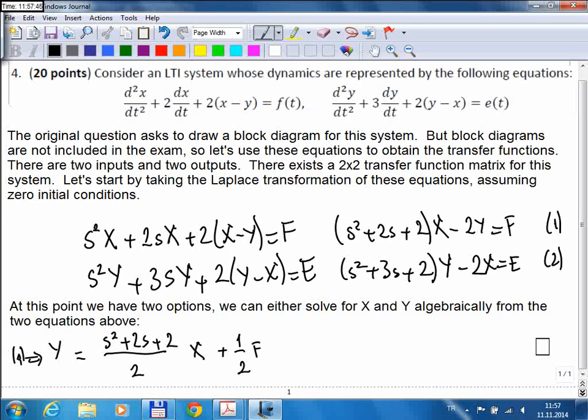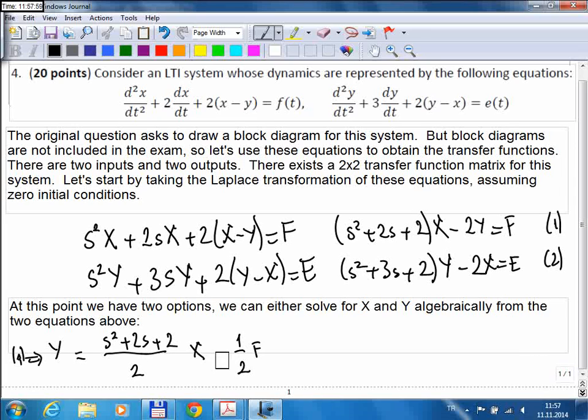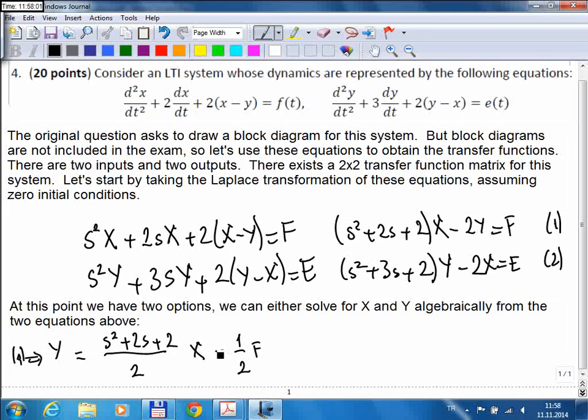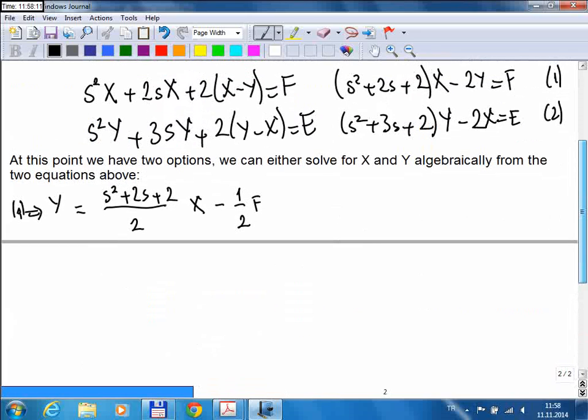By the way, I'm just solving this right now. If I make a mistake, you can just stop and correct that. So this should be minus, for example, right? So you can take this Y and insert it into the second equation.